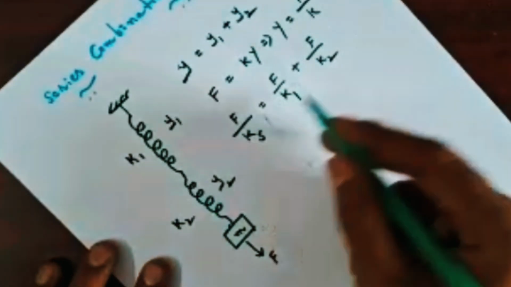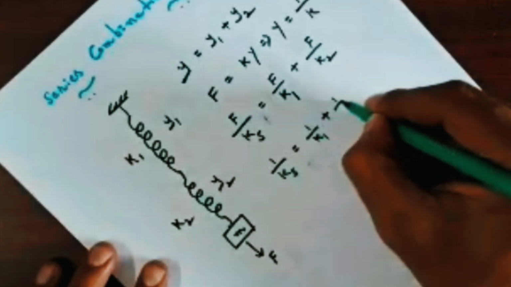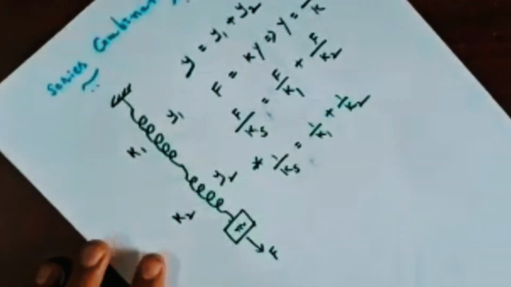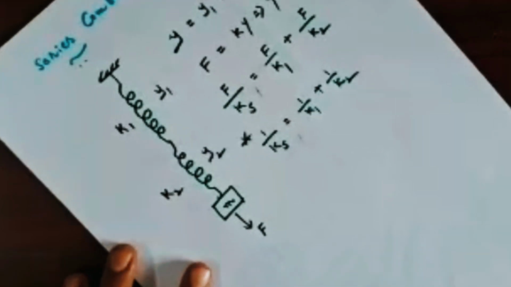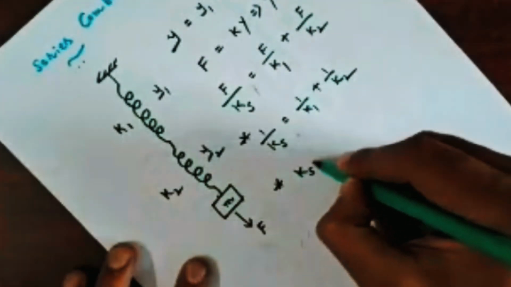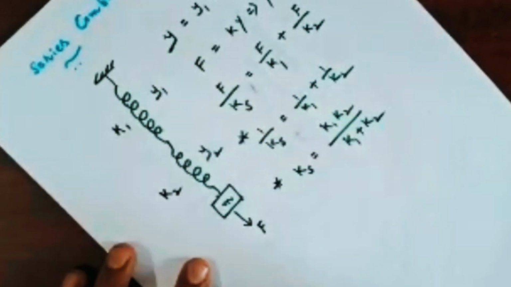Take out F as common and cancel on both sides. Then 1 by ks is equal to 1 by k1 plus 1 by k2. If the springs are connected in series, the effective force constant is ks. To calculate ks in series combination, we use the formula 1 by ks is equal to 1 by k1 plus 1 by k2. After calculating, ks is equal to k1 k2 by k1 plus k2.